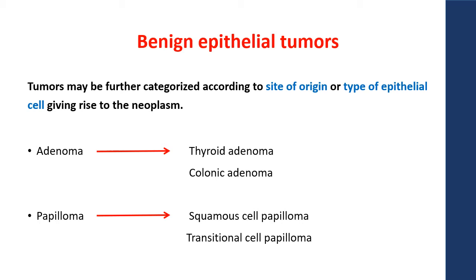So here we can add the site of origin to the benign tumor. We call it adenoma. When it arises from the thyroid, we call it thyroid adenoma. Arising from the colon, we call it colonic adenoma. From the liver, we call it liver cell adenoma. Also papilloma: if arising from the squamous epithelium, we call it squamous cell papilloma. If arising from the transitional epithelium of the urinary system, we call it transitional cell papilloma.